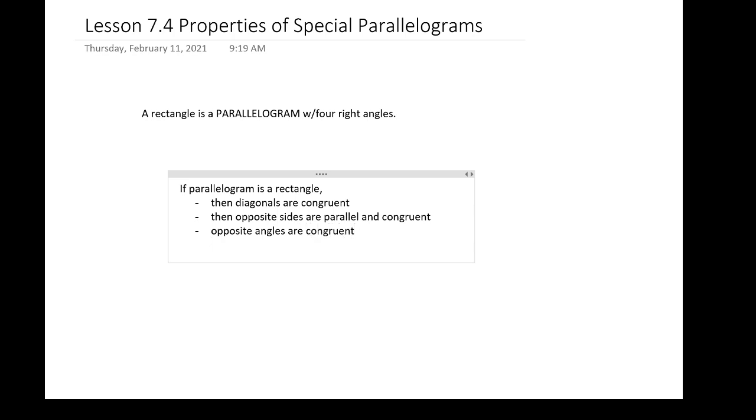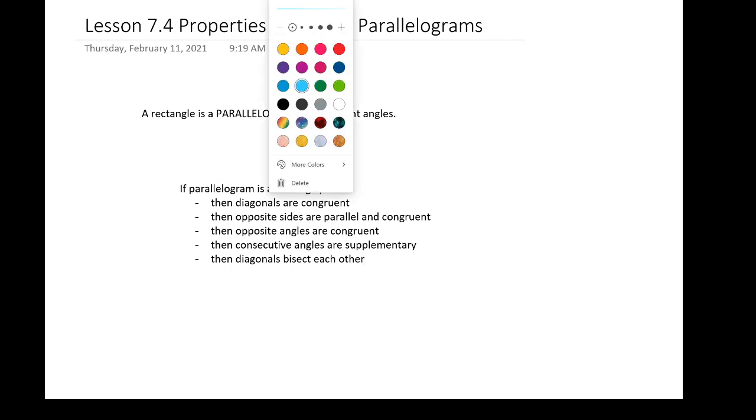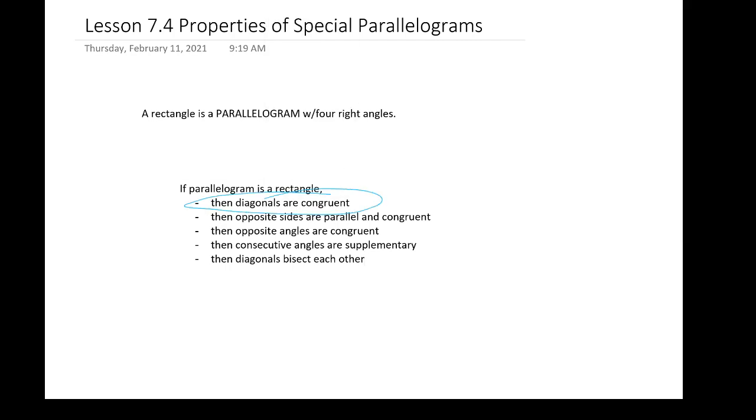Oops. Forgot to write then. So I should do that. And then also, the consecutive angles are supplementary. So all these things are true. But here's the thing. The last 4 bullet points are all things that apply for parallelogram. Only one of these has a unique bullet point, which is that the diagonals are congruent. Okay? So that's something for us to note.